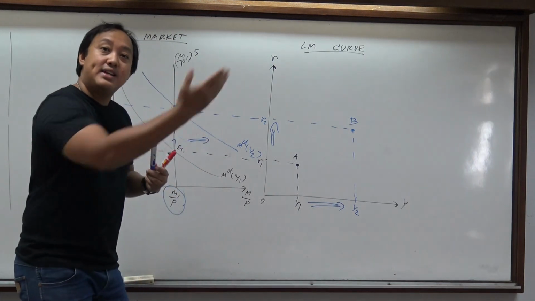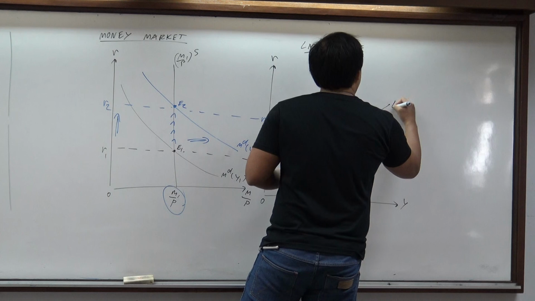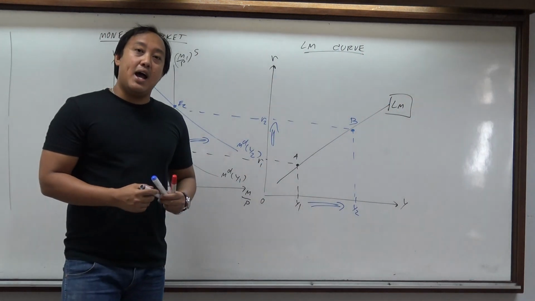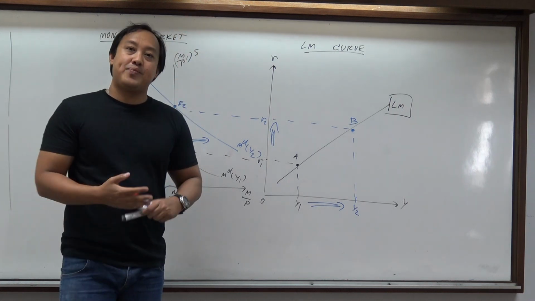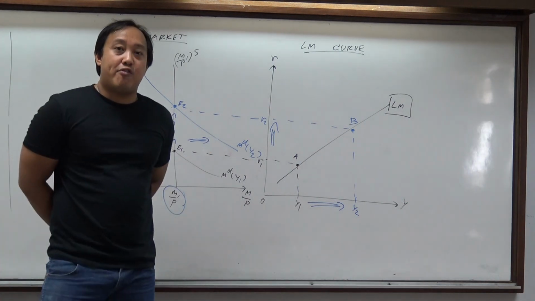Then I draw the line to connect point A and point B together. I got the LM curve, and the LM curve always has a positive slope going up, like that. Okay, this is where the LM curve comes from.